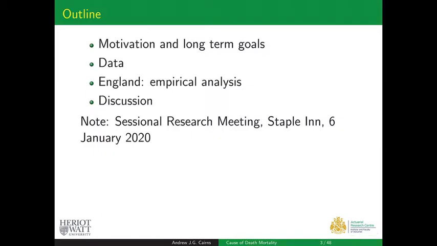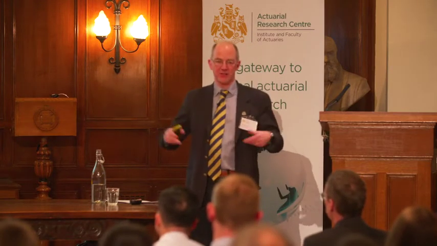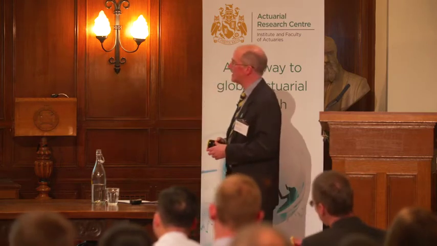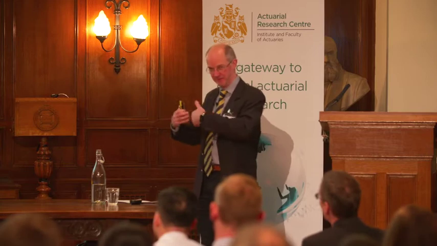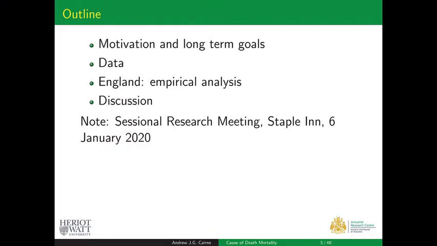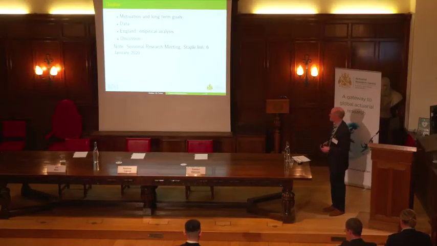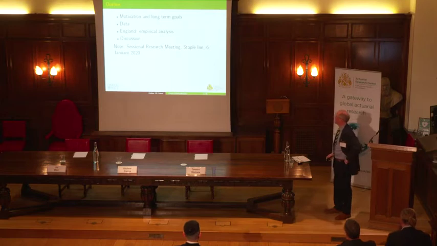So I'll talk about the motivation for looking at cause of death and the long-term goals. I'll remind you about the data and tell you a little bit more about that, because it was just a brief mention early on. And then in terms of results, it's really just empirical work. We haven't really done any modeling as such in this part of the talk. It's really just helping to understand the historical perspective. It's not at all thinking about how cause of death mortality might pan out in the future. And also just a reminder that the last session and this one are part of a package in terms of a sessional meeting paper on the 6th of January.